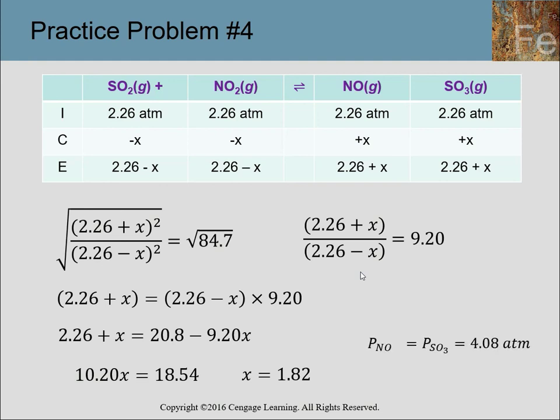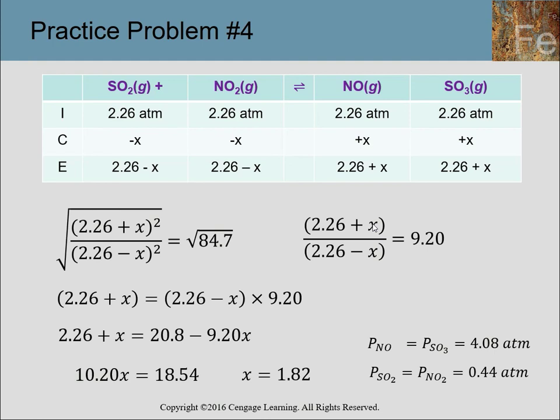So for my nitrogen monoxide and my sulfur trioxide, which are the right-hand side, I'm going to have to add 1.82 to the pressure, and to the pressure of the sulfur dioxide and the nitrogen dioxide, I'm going to subtract 1.82.